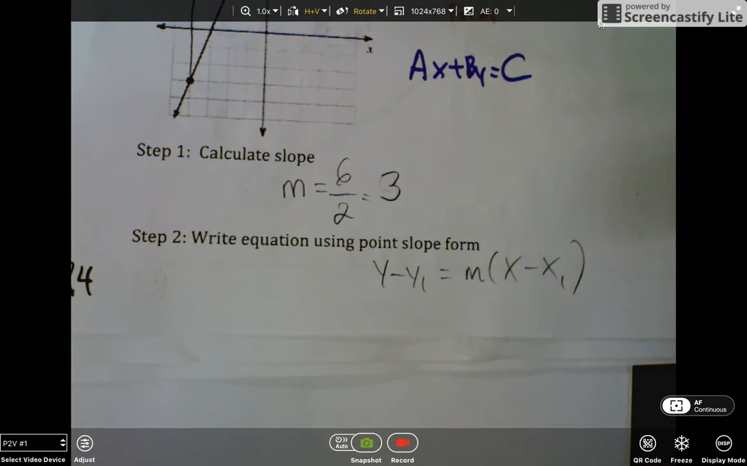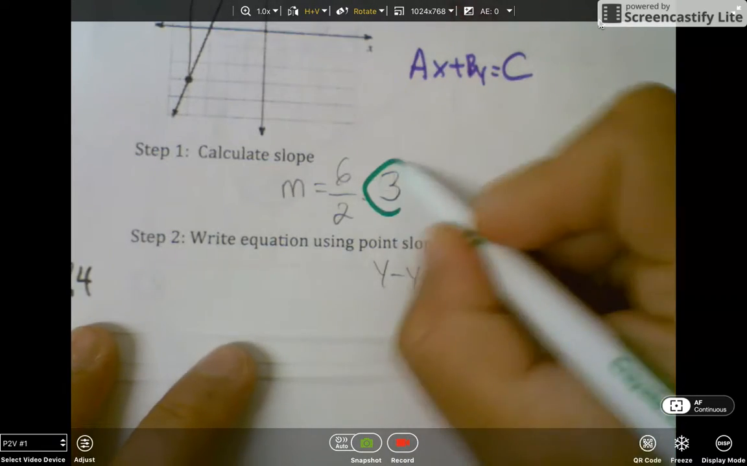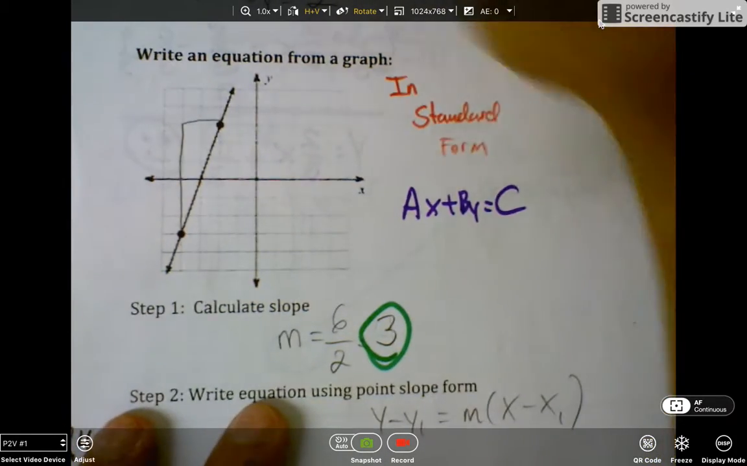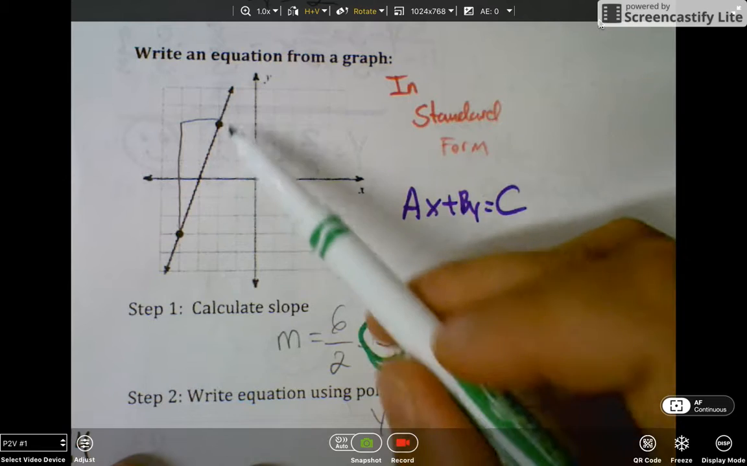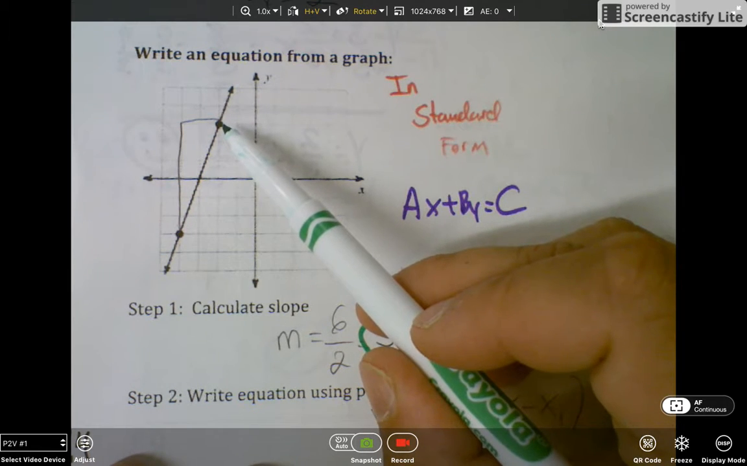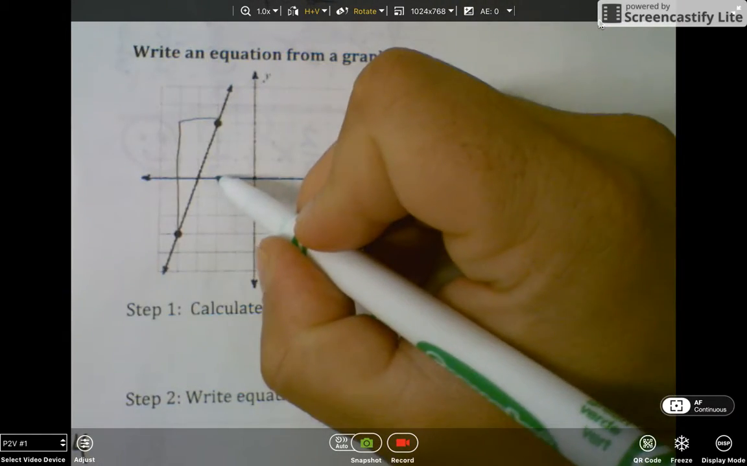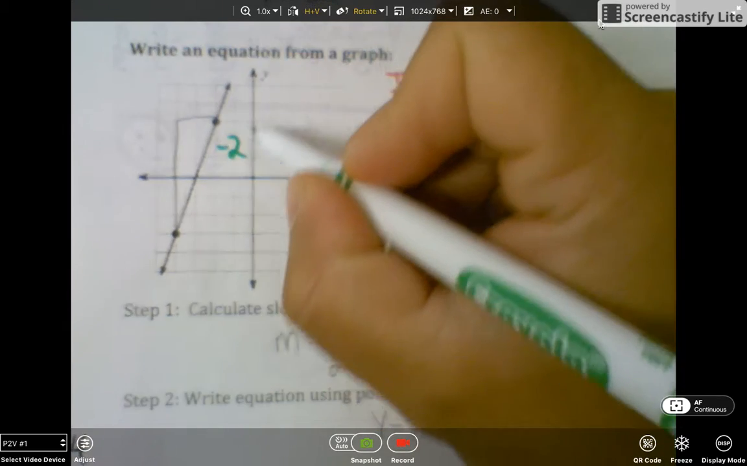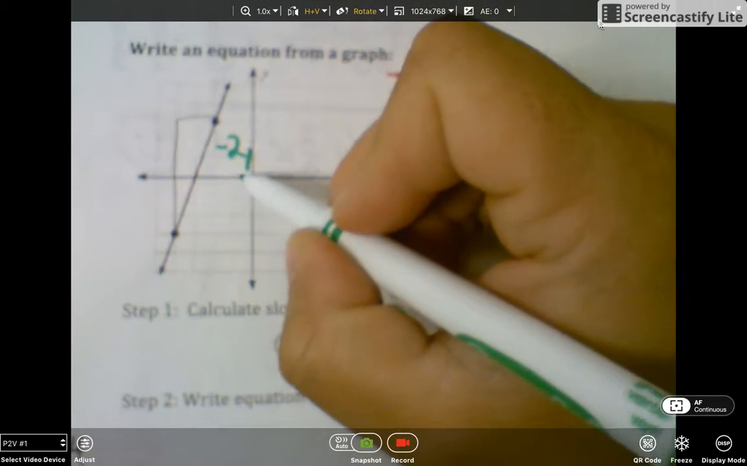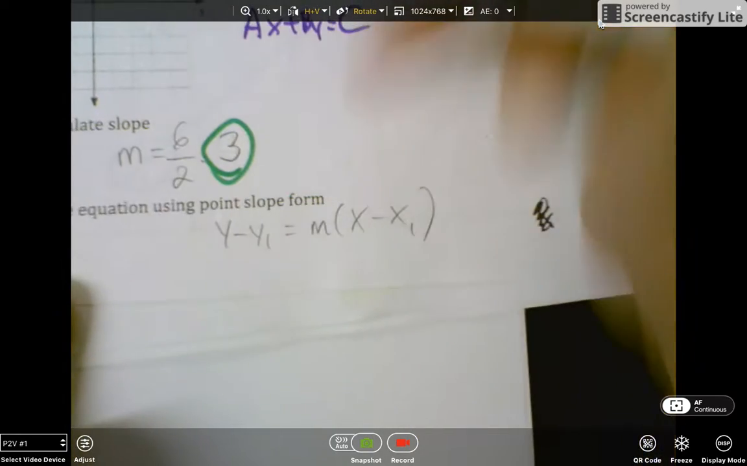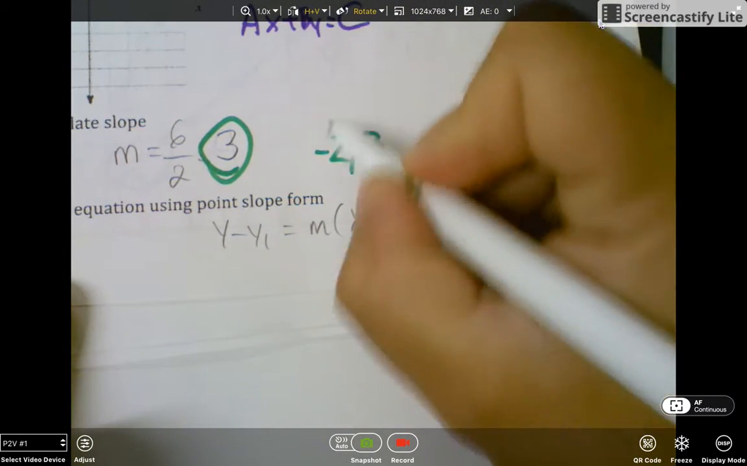So when I plug in the values using my point and my slope, remember my slope is 3, and my point looks like, I think I'm going to choose this one because it's more of a positive quadrant. And the coordinate here is -2, and then the y value would be 1, 2, 3. So I'm going to come back down here, -2, 3.